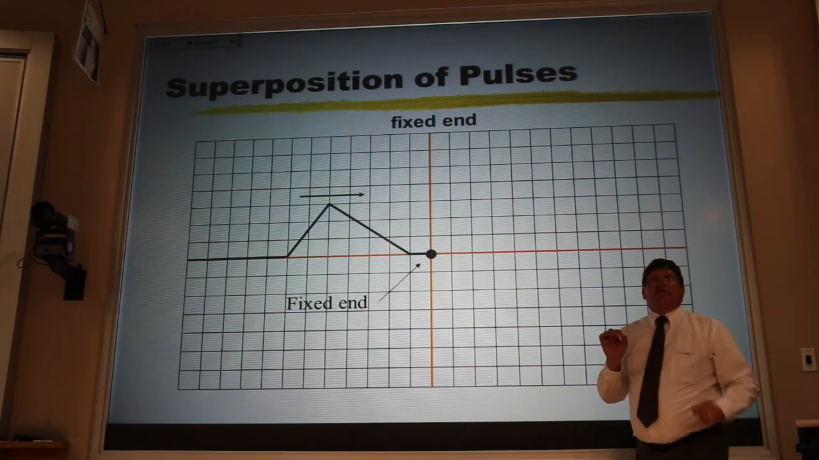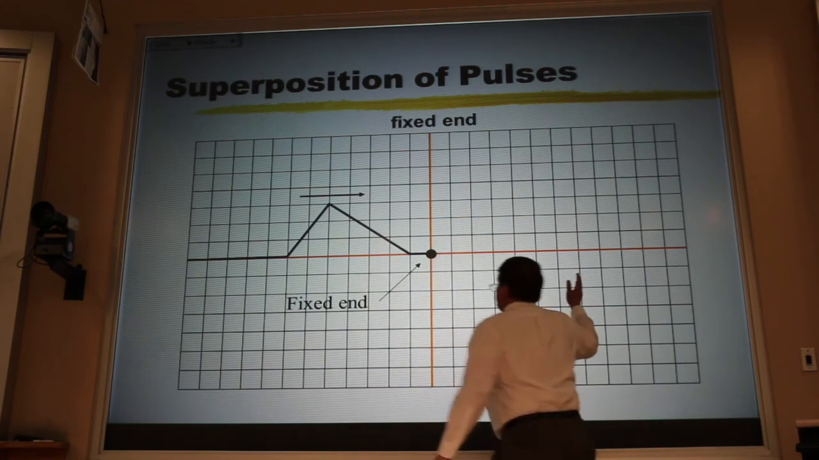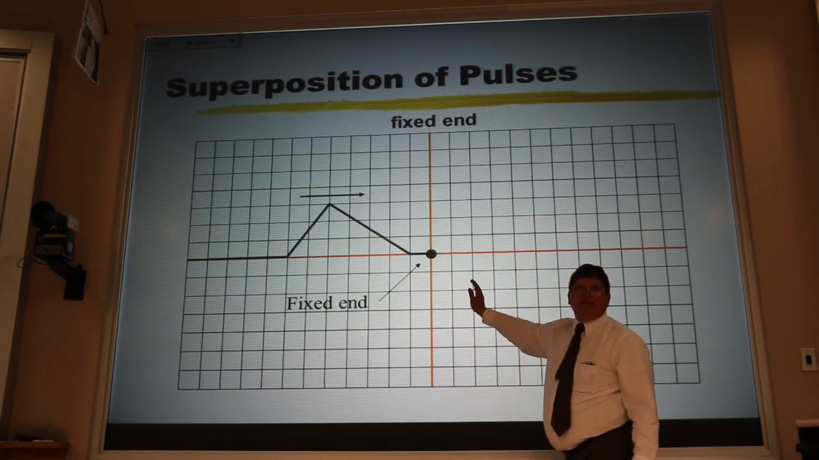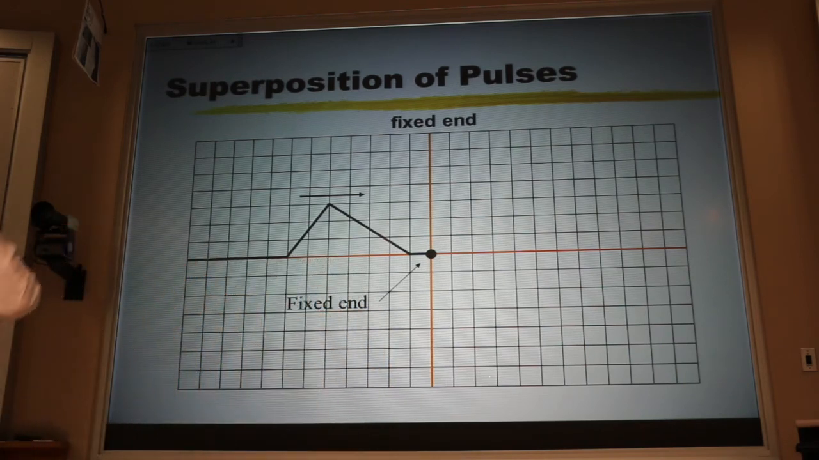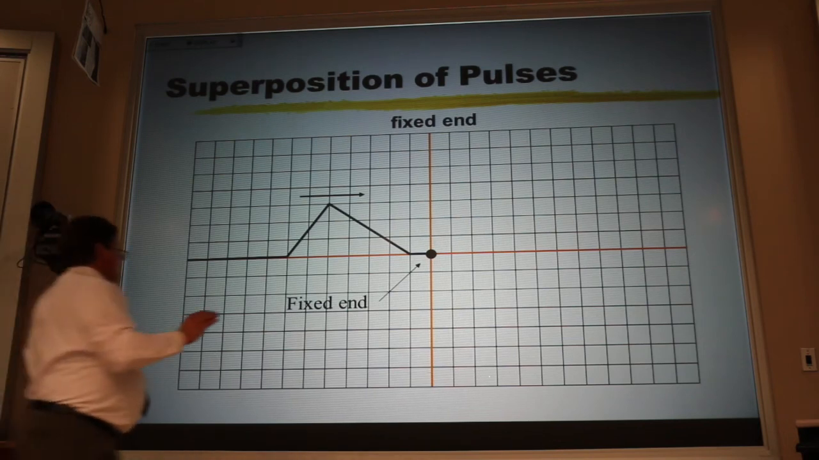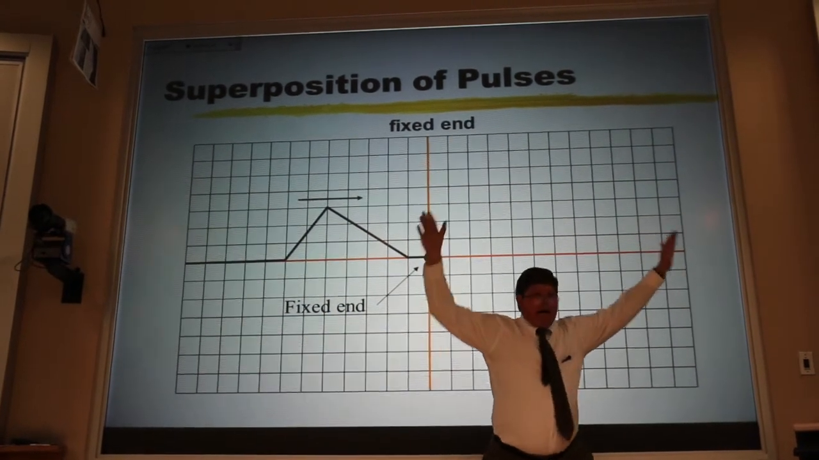Next, we pretend that there's a second pulse. There's one pulse going to the right, but there's another pulse going to the left. And this other pulse, this mental pulse, has a very special configuration. It is reflected and inverted.